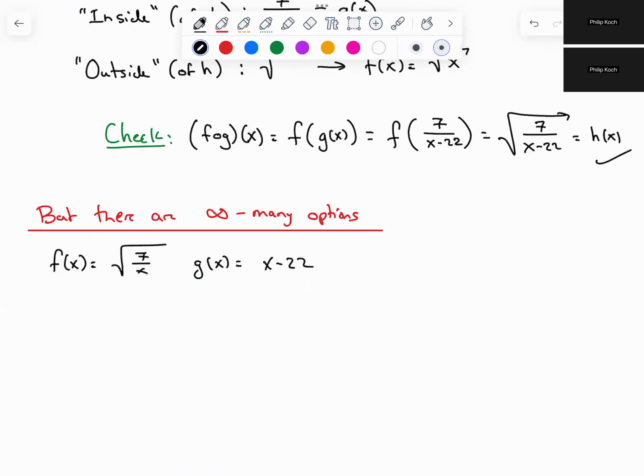You could also do f of x equals the square root of 7 over x minus 1, and g of x equaling x minus 21. Because then the x will get replaced with an x minus 21, and then you've got x minus 21 minus 1, which makes it x minus 22, and we're all good. But I think you can see how you can just keep doing this. You can make it x minus 2 and x minus 20, x minus 3 and x minus 19, and so on and so forth.